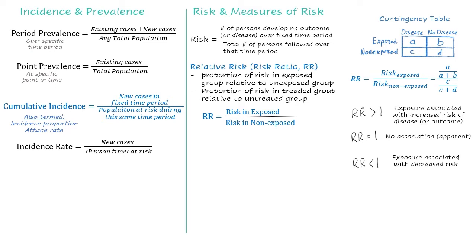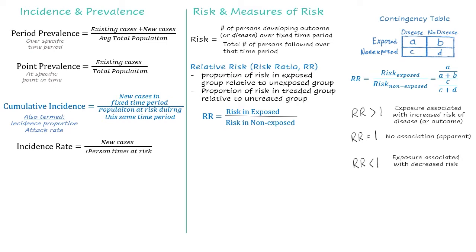Prevalence is a measure of the proportion of the total population affected by a disease or outcome, either over a specific time period, as in period prevalence, or at a specific point in time, point prevalence. For point prevalence, the total number of cases at a specific point in time is divided by the total population at that time. For period prevalence, the number of pre-existing cases is added to the number of new cases that develop over a specific period of time, and their sum is then divided by the average of the population during that time period.